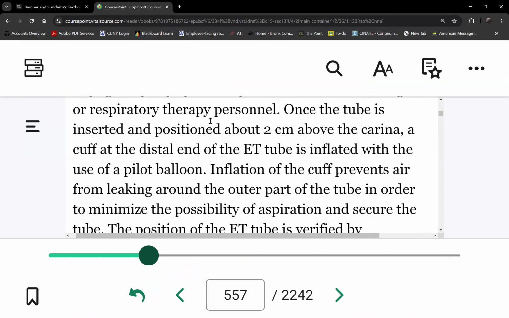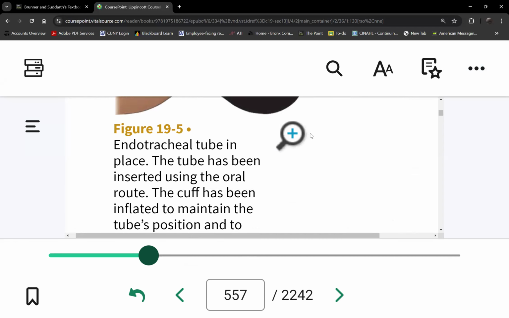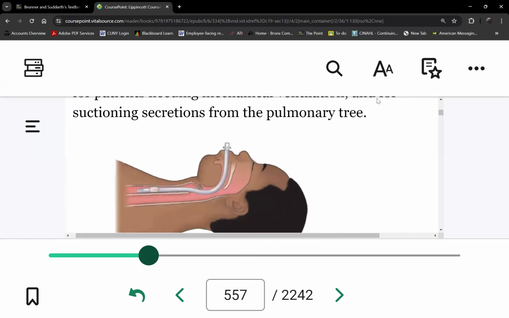So we gave the drug to paralyze the patient. They inserted the tube, 20 seconds later, now we're done. So we start bagging the patient manually first. The ventilator should be there, but we do manual first, okay? Because we have to confirm placement first. The tube must be positioned 2 centimeters above the carina.